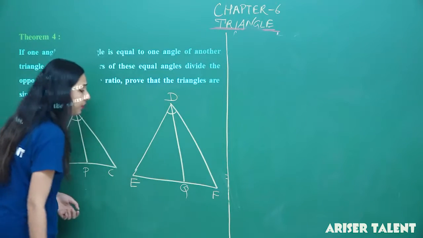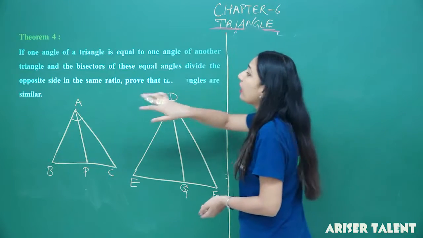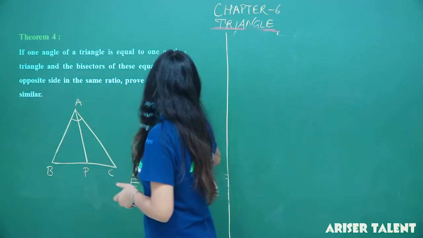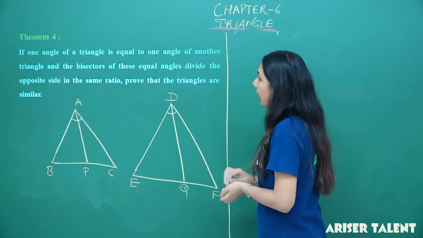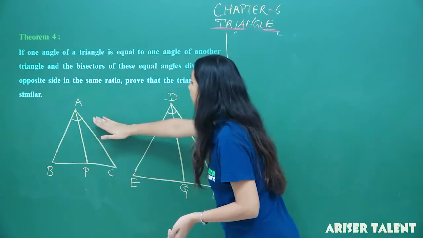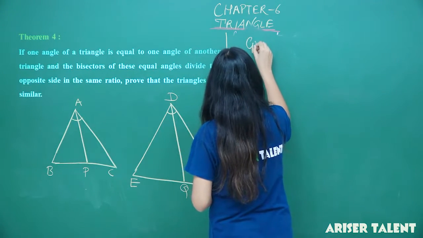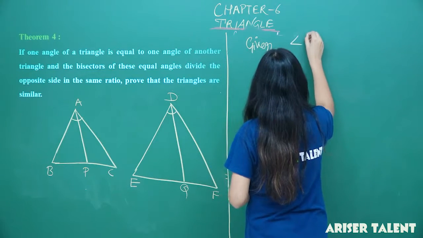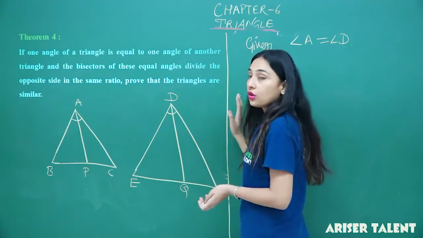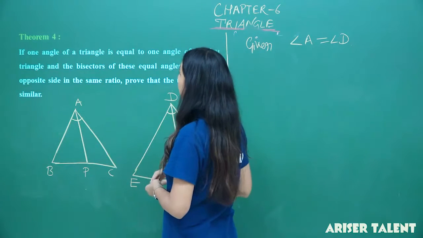Okay. So, bisector of these triangles I have drawn, and I will name it what? XY or PQ or MN. Okay, so I will go with the PQ. The bisectors of these equal angles divide the opposite side in the same ratio. Okay, so prove that the triangles are similar. I haven't given that these two triangles are similar. I have just given that this is a triangle, this is a triangle. Now, this angle A is equals to angle D, right? I have given this.